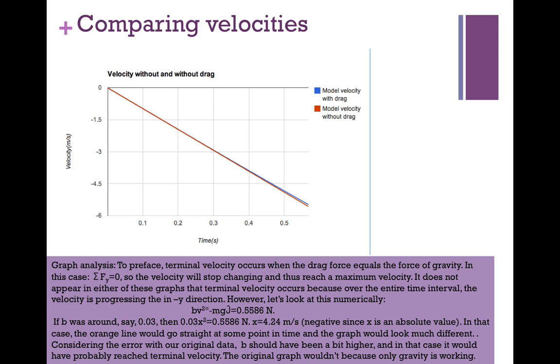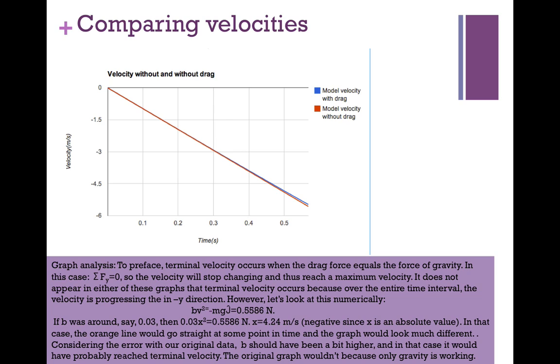Comparing velocities has the velocity with and without drag, and so we have to consider which one would have terminal velocity. We can automatically rule out that the model velocity without drag will have terminal velocity, because gravity is the only thing acting on it, so the velocity is going to constantly increase in the negative y direction. The model velocity with drag eventually will have terminal velocity. Terminal velocity is basically where the force of gravity is equal to the drag force, so the velocity is not changing because F net equals 0.